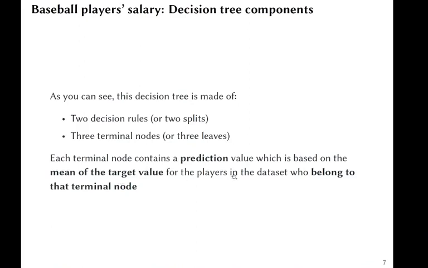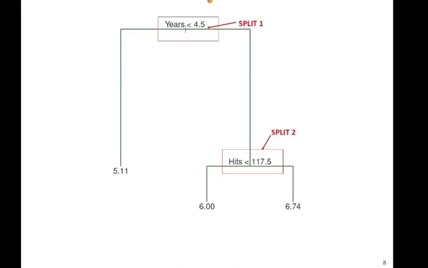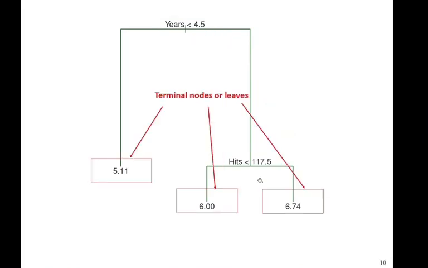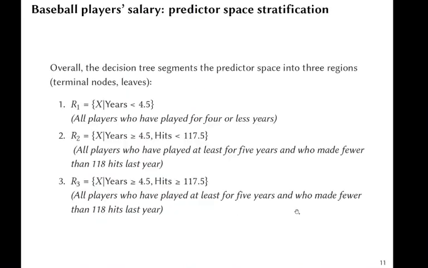We predict based on the average value of the log salaries of the players that belong to that terminal node. So this is split number 1, this is split number 2. We call those splits, or we also can call them internal nodes. So this tree has 2 internal nodes. This tree also has 3 terminal nodes, or leaves, and each leaf contains a prediction. It's very intuitive. It's easy to explain to other people how to make a prediction by segmenting all the data into 3 segments or 3 regions.